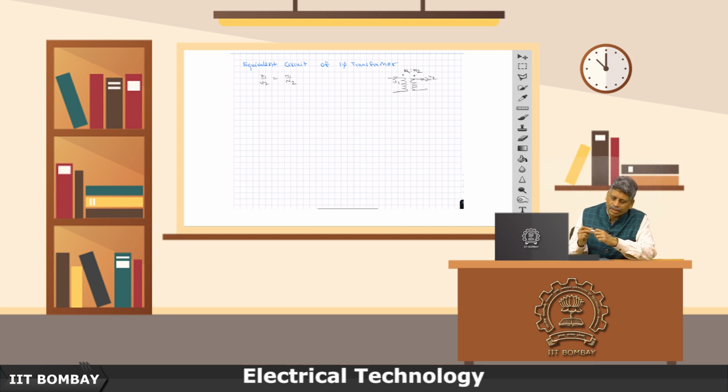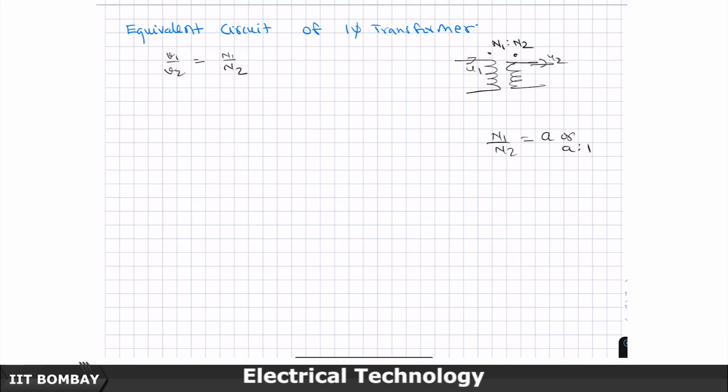The turns ratio is in the ratio of n1 is to n2. Sometimes it is also written as a or a is to 1, where you are not specifying n1 and n2, but just specifying the ratio, and this is the same as I2 by I1. This is, of course, for AC circuits. This is not valid for DC, but is valid for all other waveforms which keep changing, so that there is a d phi by dt associated with them.